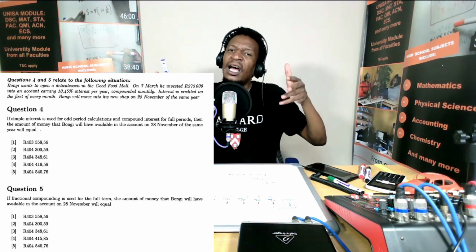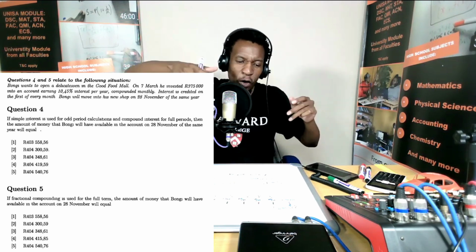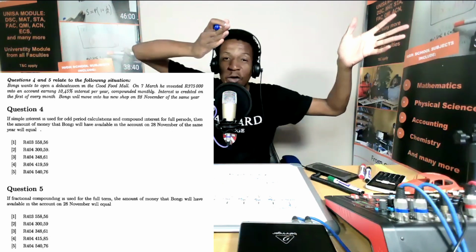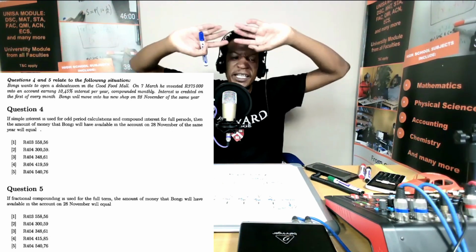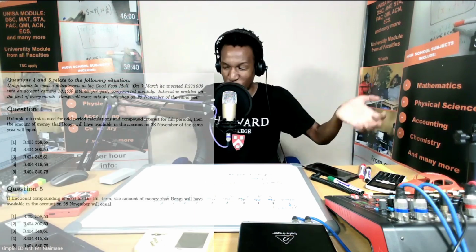So the next question, question 5, they want us to use fractional compounding. Also, there's no trick to that. With fractional compounding, instead of using simple interest for the odd period and compound interest for the full period, we just take the terms, add all the terms, and then use the terms in the form of compound interest anyway. So this is how fractional compounding works.